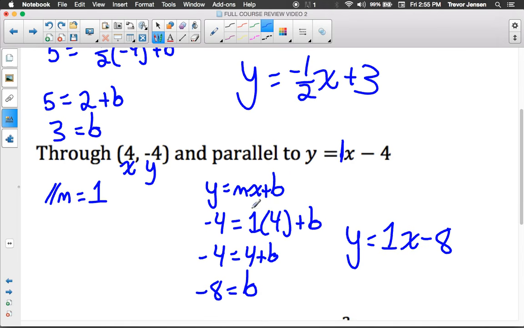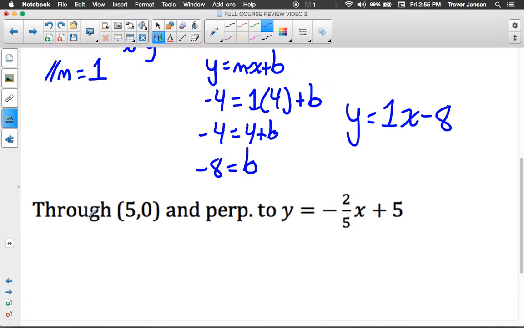So we know parallel lines have equivalent slopes. They don't have the same y-intercept, so don't use that at all. All we know, parallel lines have equivalent slopes, so I can use the slope from that line along with the point we know is on our parallel line. Plug it all in, solve for b. There's the equation of our line.